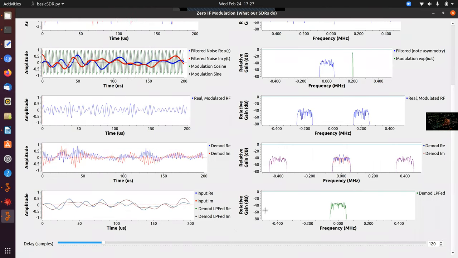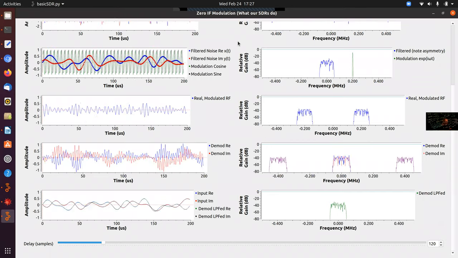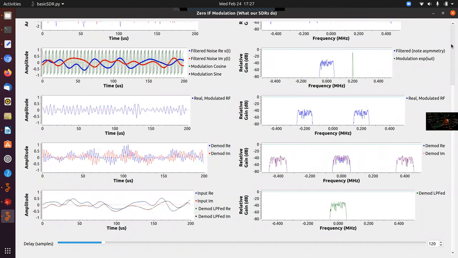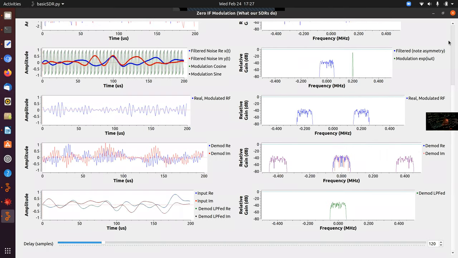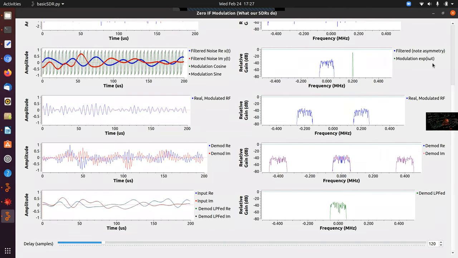All right, that makes sense. Awesome. Why did we call this zero IF modulation?